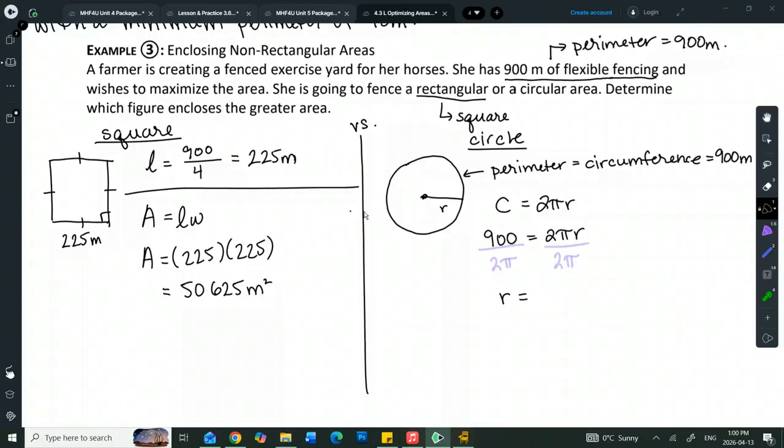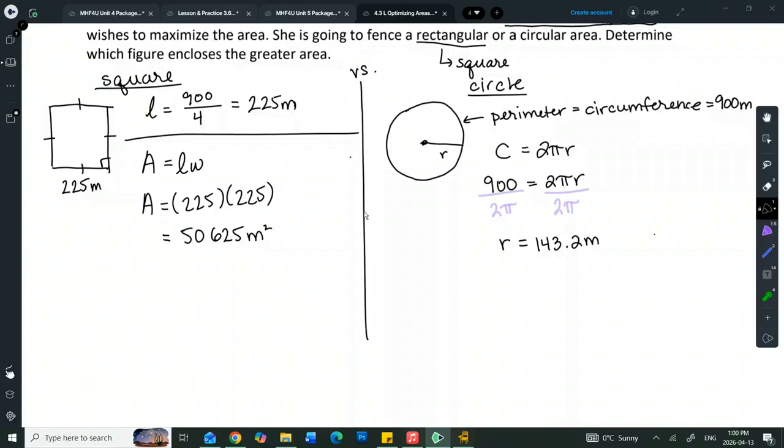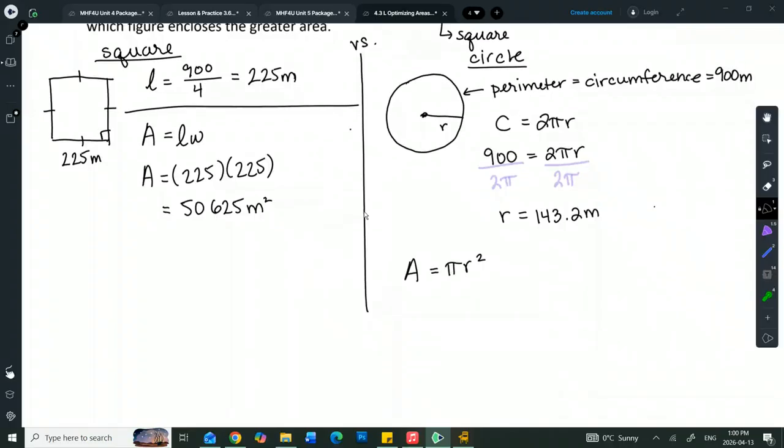What we get for radius, we'll round to the nearest tenth here. Does it round to 143.3? Oh no, it doesn't. You're right. 143.2. And then we're going to use that to calculate the area of the circle. So area of a circle is pi r squared. And we'll see what that gives us out. And then we'll compare and see which one gives us the better option.